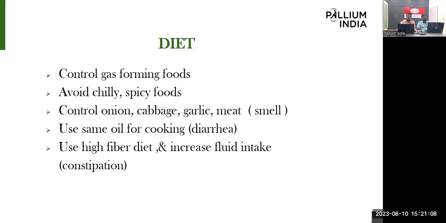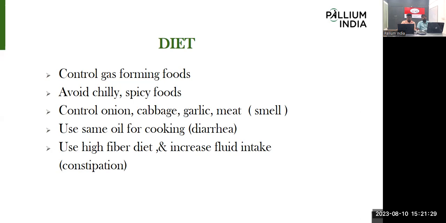If the patient has the practice of cooking food items in coconut oil, they need to continue the practice with the same cooking oil during the colostomy period also. Otherwise it will cause diarrhea.